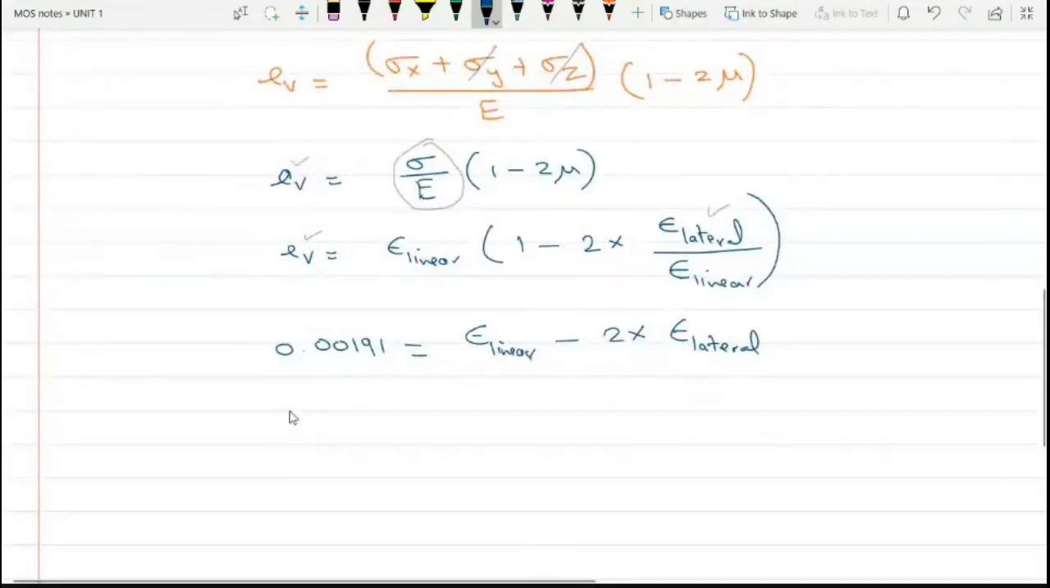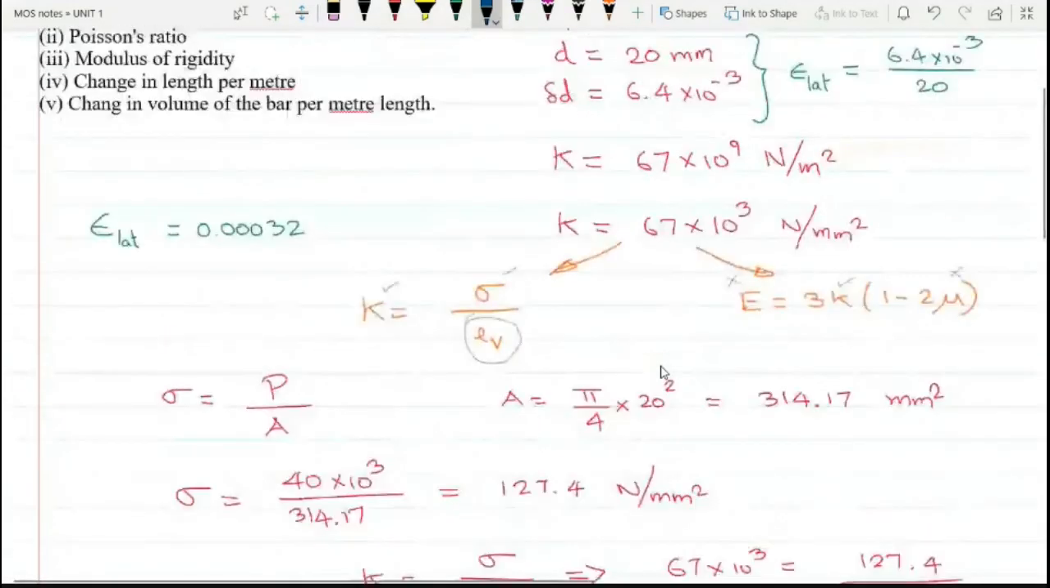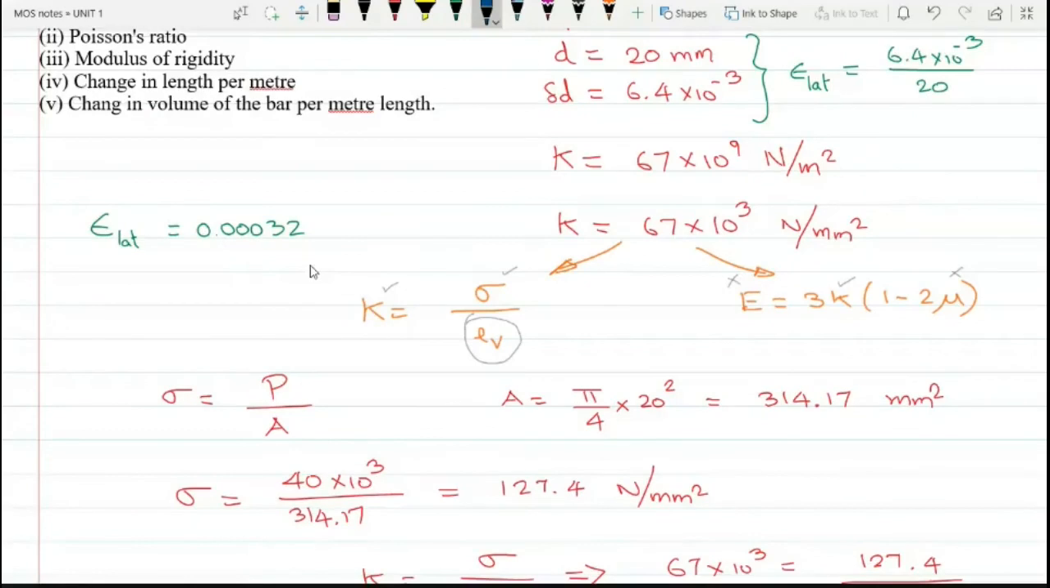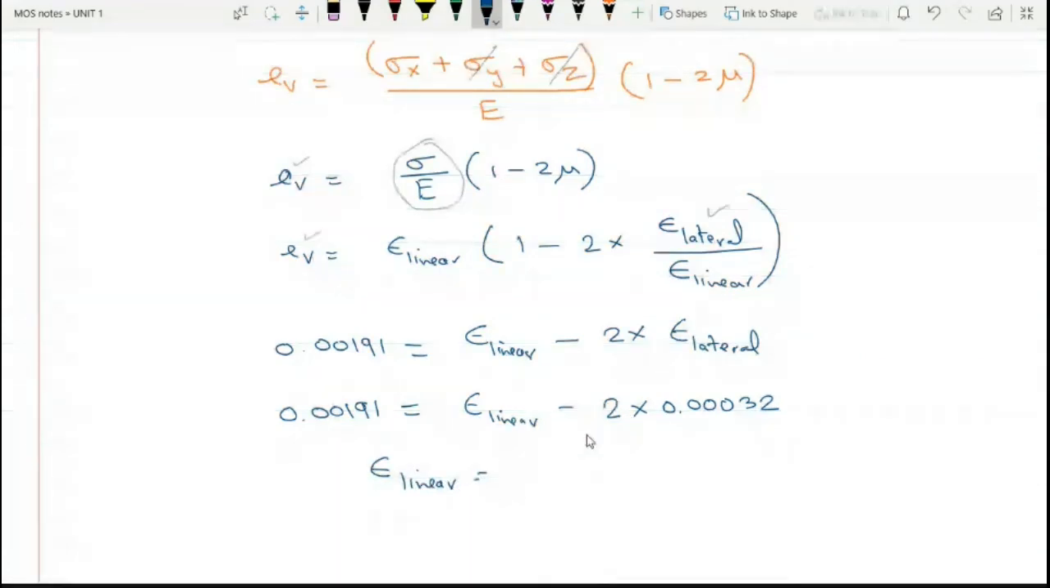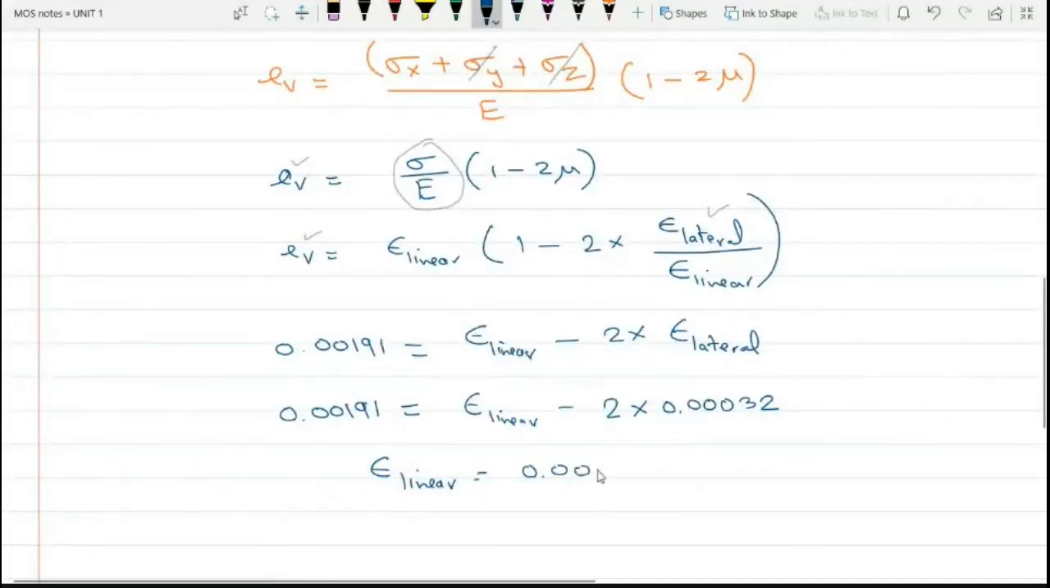So I can write 0.00191 is equal to strain linear, which we don't know, minus 2 into lateral strain, which we already identified: 0.00032. From this I can identify what is my linear strain. Just bring it to the other side and you'll get the linear strain: 0.0025. So this is my linear strain. So we identified the value of linear strain now.